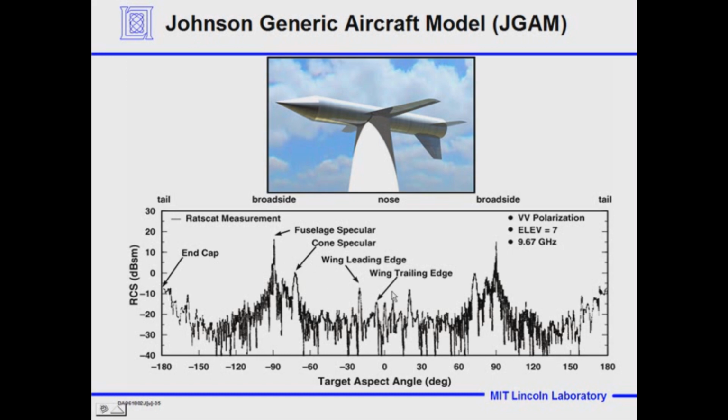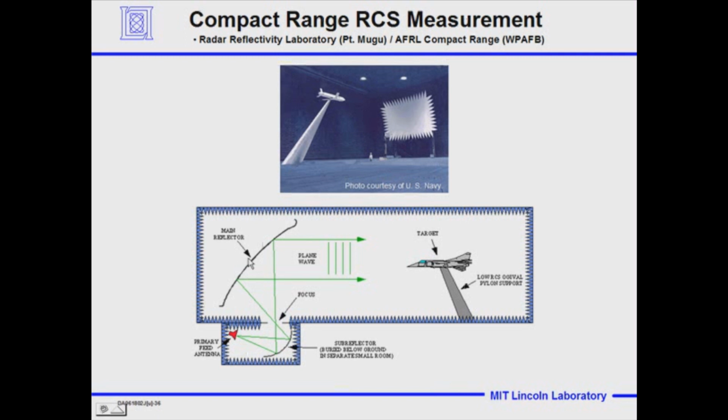So you can see those physical effects taking place. A little later when we do some calculations, we'll put some calculation numbers over this and say, how good were we relative to real measurements? We've just looked at full-scale range measurements. Now let's look at an example of what compact range measurement techniques are like.